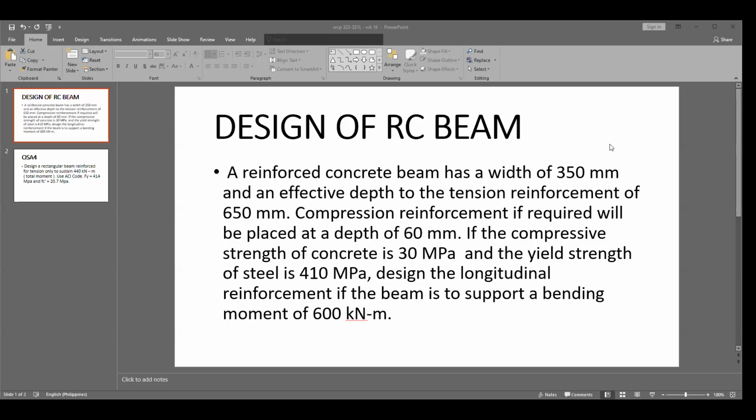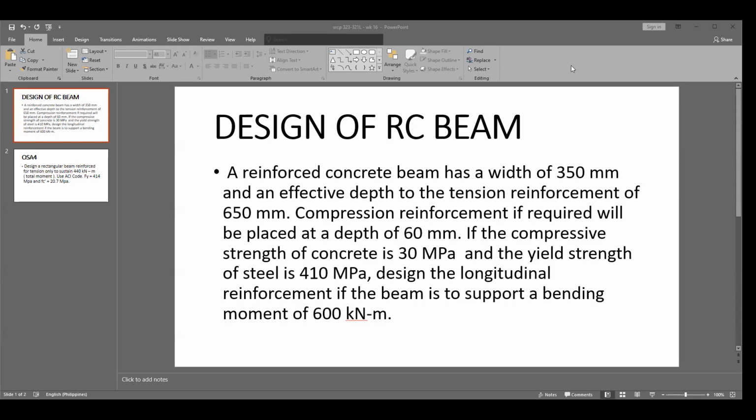That's the assumption. So in this particular case, we are already given the width and the depth. The effective depth that we are going to use is 650 mm. By the way, we are going to make use of the ACI code here. So if there are any changes based on the National Structural Code of the Philippines that you have noticed, just kindly take note of the design procedures and apply the new specifications.